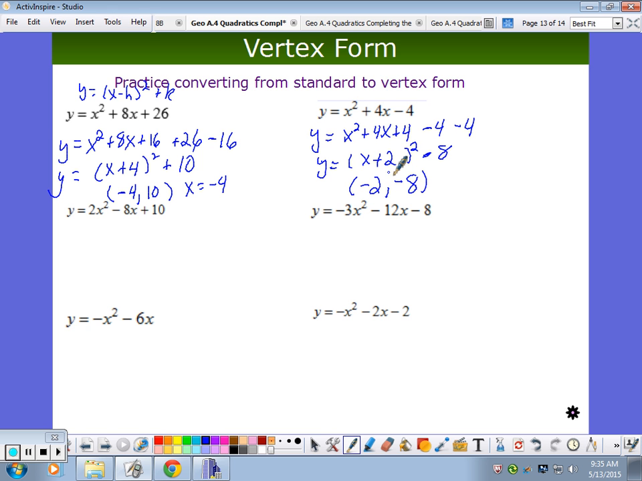-8. So this one, it's the opposite. It's like, what goes in here to make the 0? Maybe that'll help you remember what to do here. And then -8 just like that.